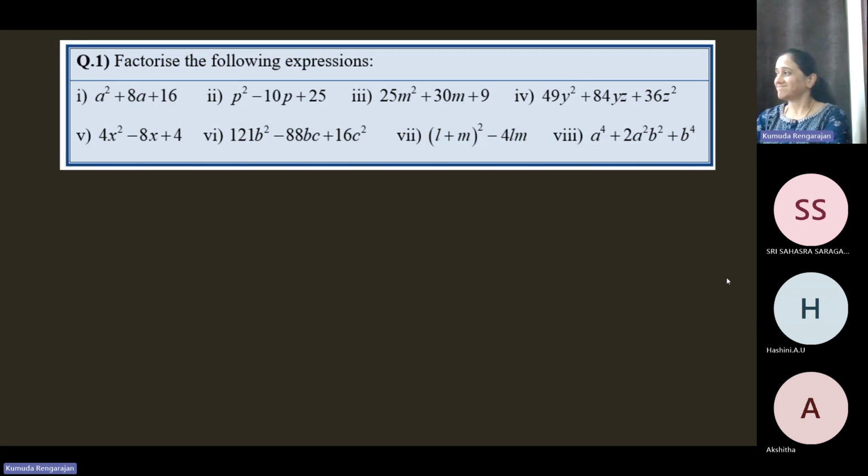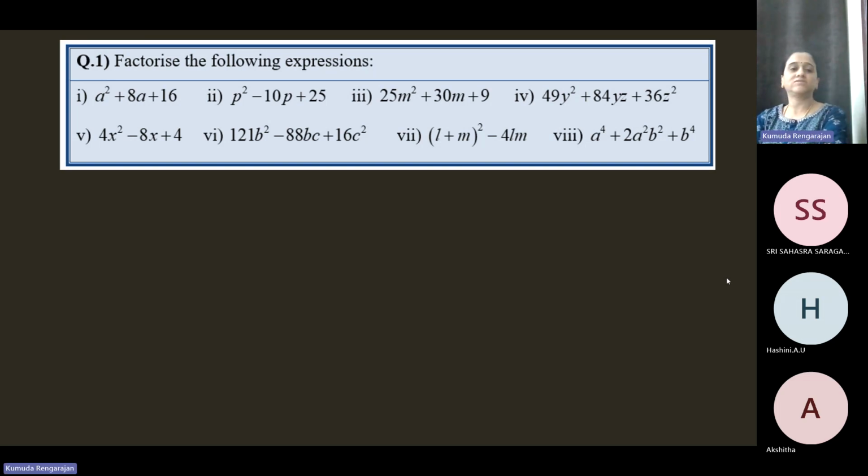The final answer for the fourth one? 7y plus 6z, the whole square. Correct. And 2x minus 2 whole square? No. You're right, but 4 is common throughout, right? So what is the rule? When all the terms have something in common, you should take out the common factor.